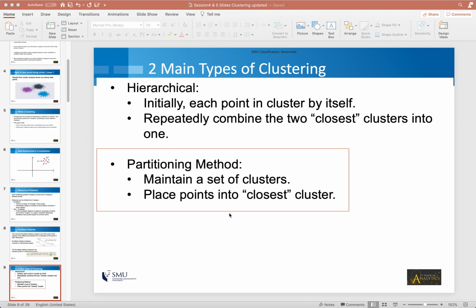In the partitioning method, on the other hand, we always maintain a set of clusters. You decide the number of partitions or clusters that you want to have, then you start with a set of randomly chosen partitions, and you keep improving on those partitions. We will be talking a lot more about partitioning methods, specifically k-means clustering, which is an example of a partitioning method based clustering.